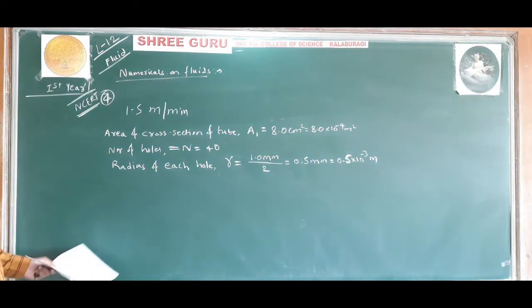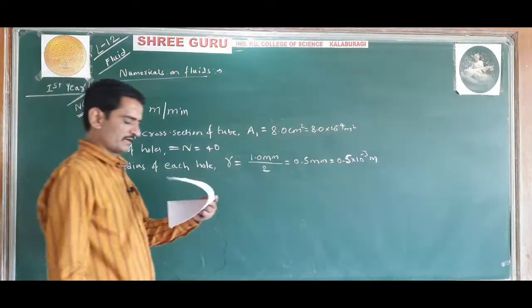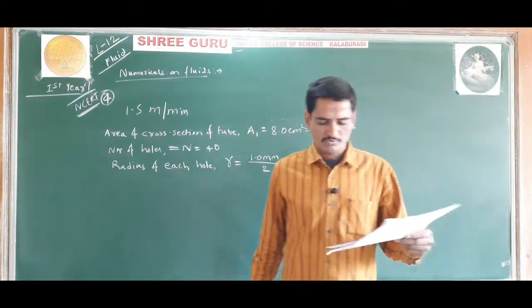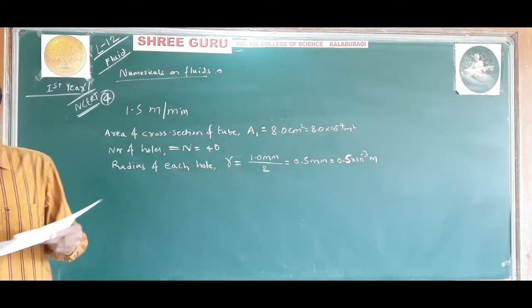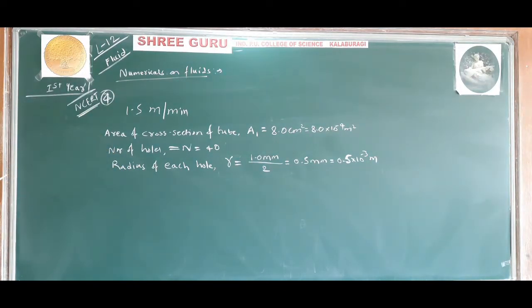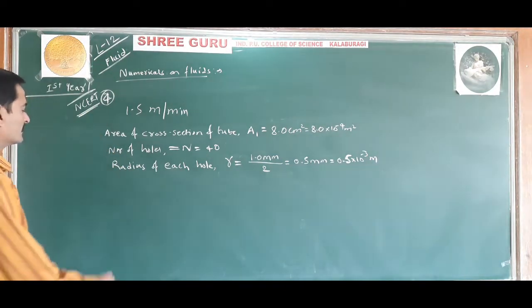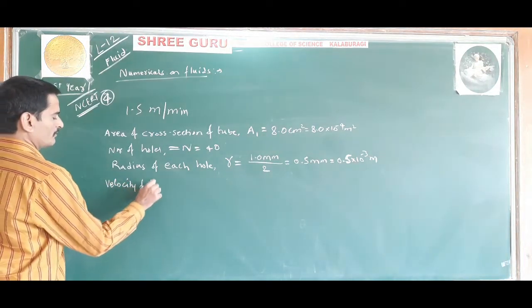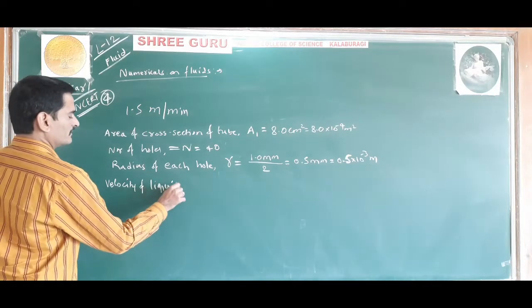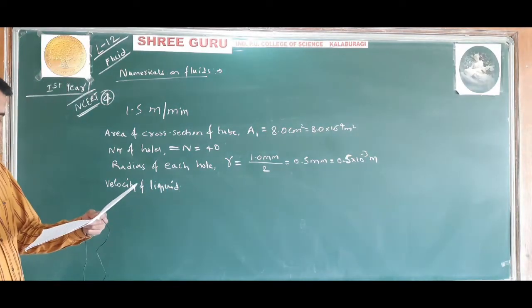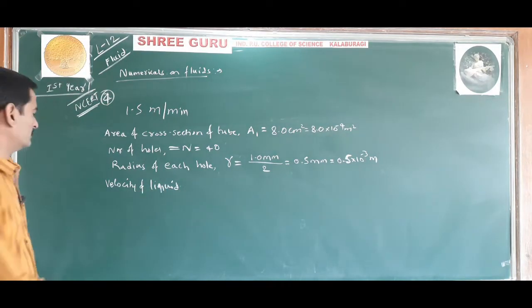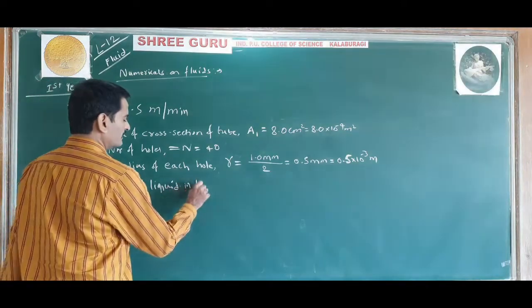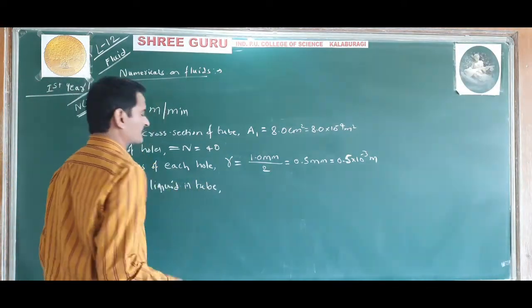Diameter is given. Diameter divided by 2 is the radius, so that's why we have to divide it by 2. If the liquid flow inside the tube is 1.5 meter per minute, that is the velocity of liquid in a tube.